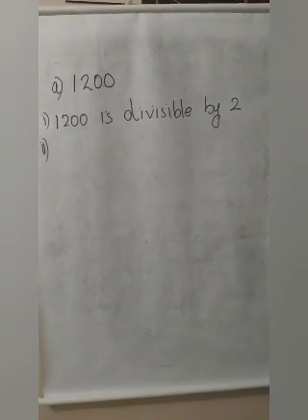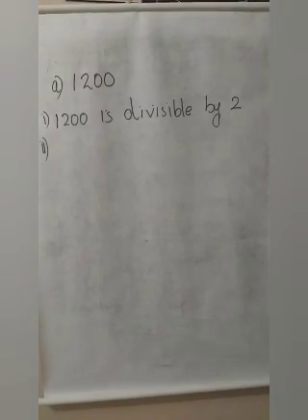Yes. If the given number is an even number, then it is divisible by 2. So tell me whether 1200 is an even number or odd number. Yes, it is an even number. So this number is divisible by 2. Next we can check the divisibility by 3. So what is the divisibility rule of 3?